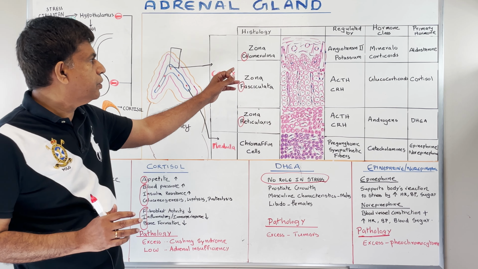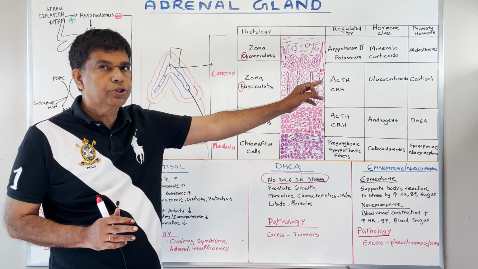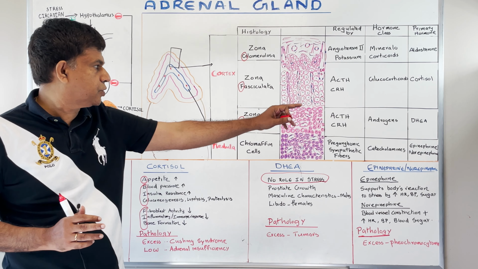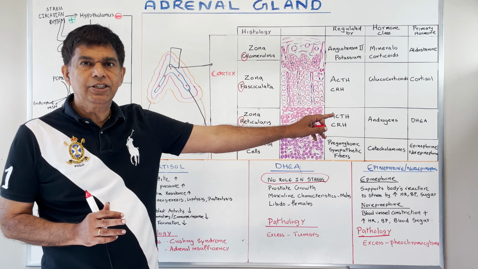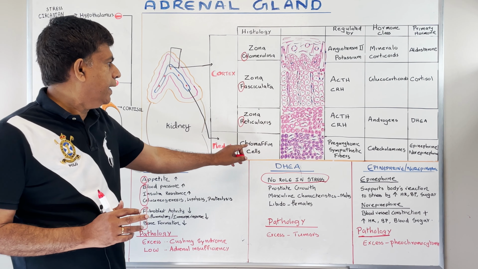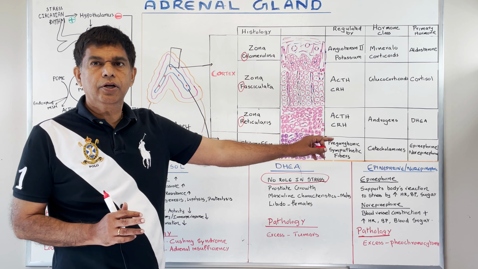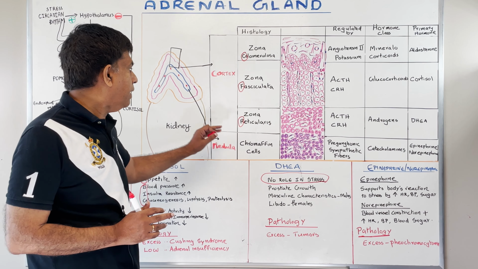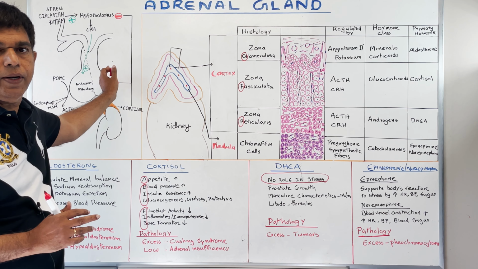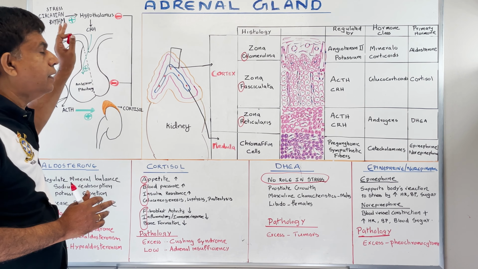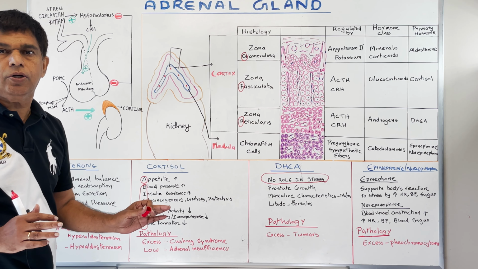And what hormones are produced? Zona glomerulosa, aldosterone, right? Zona fasciculata, cortisol. Zona reticularis, you got DHEA, or dehydroepiandrosterone. And chromaffin cells produce epinephrine and norepinephrine. Okay, now let's look back at over here. Let's connect together. Again, anterior pituitary hormone, my friends.